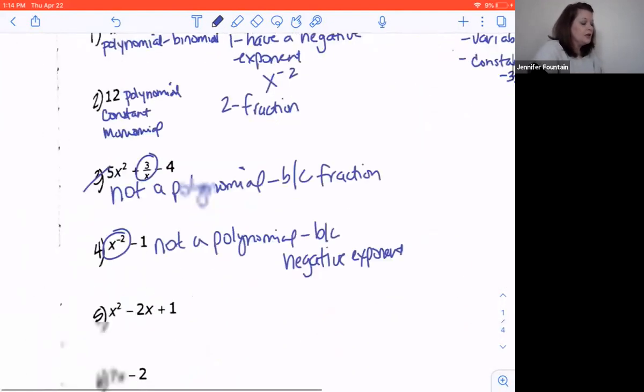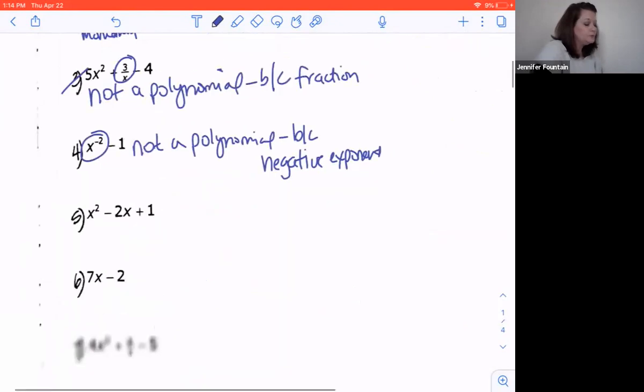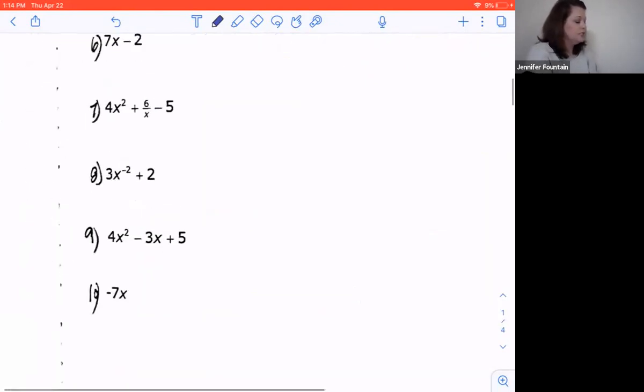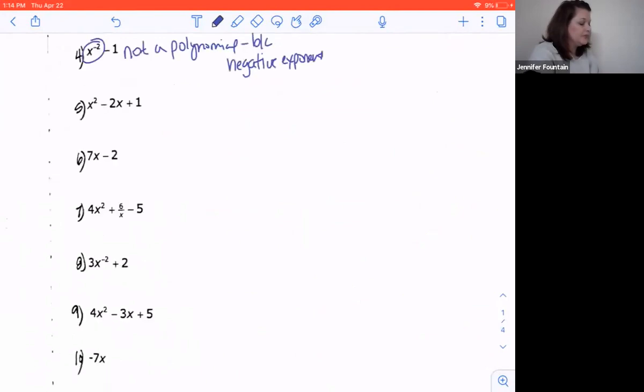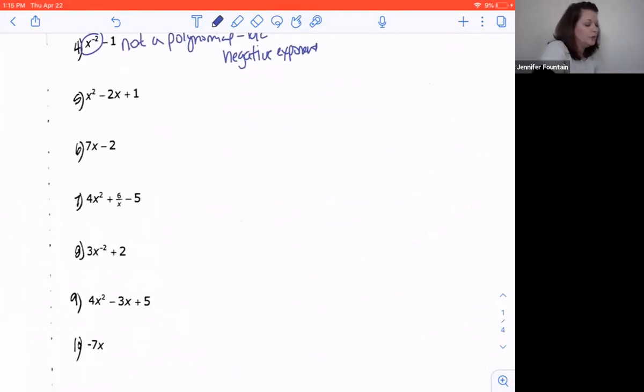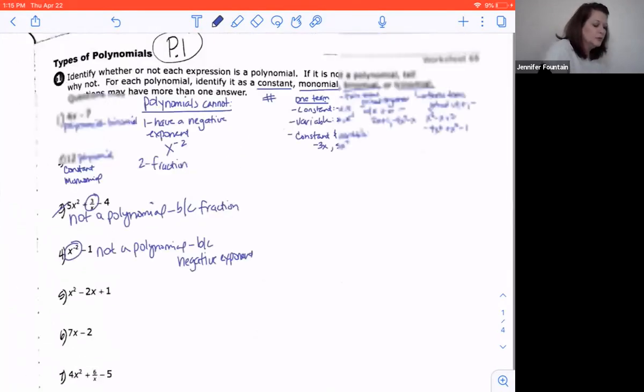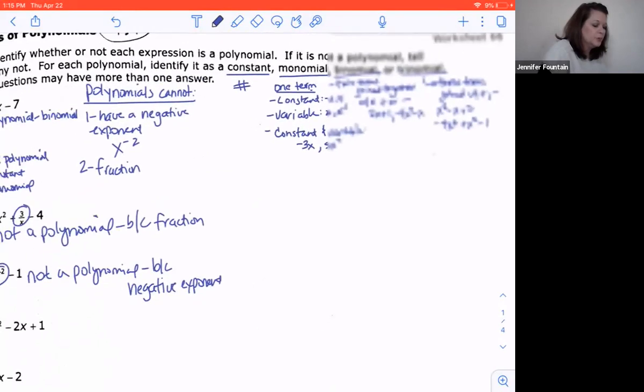So you can see that we've done numbers 1, 2, 3, and 4. You will need to do the rest of these, 5, 6, 7, 8. You're identifying, is it a polynomial or not? If so, what kind? If not, why not? Okay? Go ahead and work on those right now. I'll go ahead and put up my notes, you can see those to refer back to if you need to.